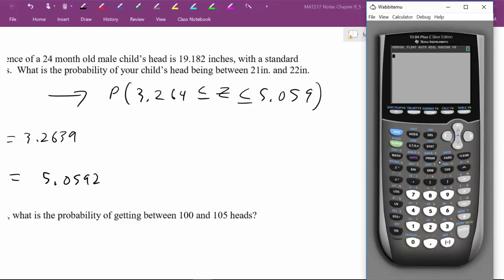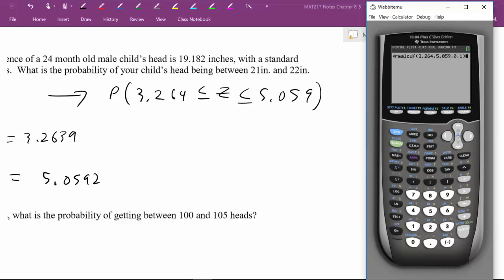Well, there is something in the distribution part of your calculator. If we go second vars, you'll notice there's the normal PDF and normal CDF. Normal CDF stands for cumulative distribution function. So we're going to type in our bounds here. Our lower bound would be 3.264. Our upper bound would be 5.059. And our mu and sigma default to 0 and 1, so we're going to leave that alone and say paste, and it fills in those values for us.